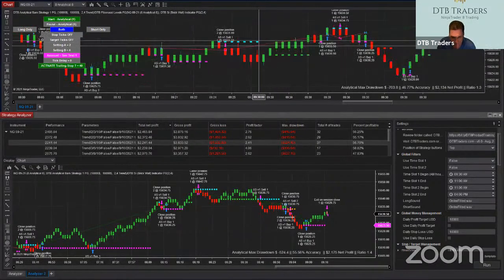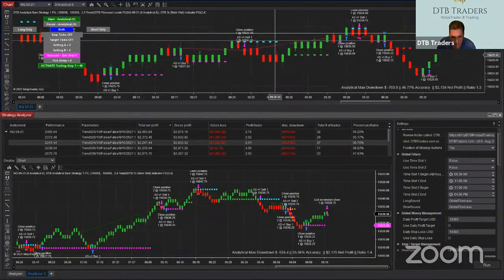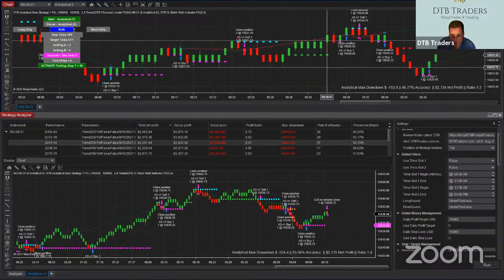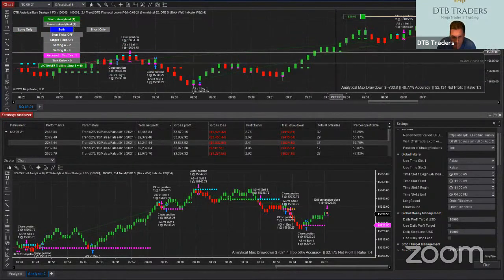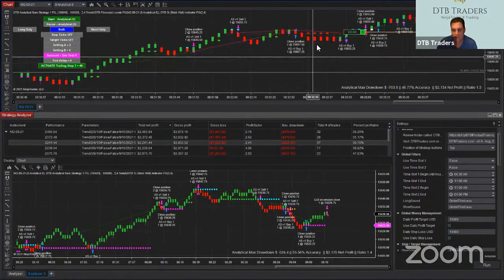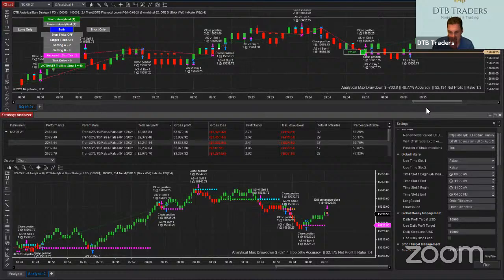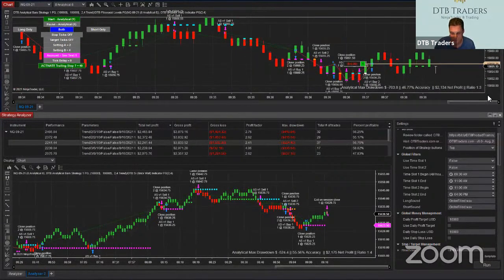Since then, the settings would definitely have changed because we've had a few losing positions. So by running that optimization again, that's why it's important to run optimizations, because we want to make sure that we are in tune with the heartbeat of the market. So let's do that right now.